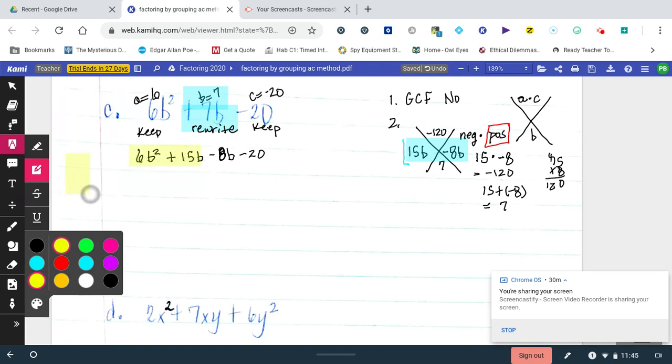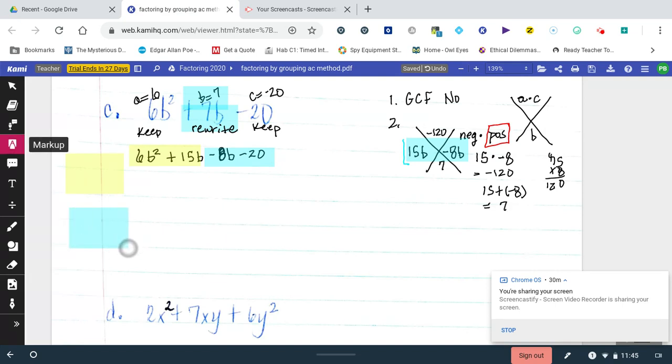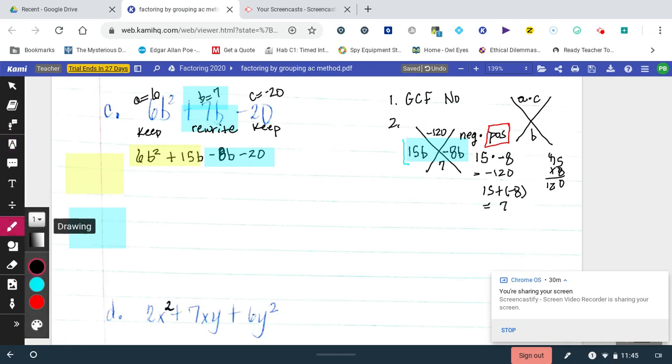And group that and put the GCF there. Then I'm going to group these two, and put the GCF here. Then I'll find my common binomial factor. All right, so let's take a look at what we have.